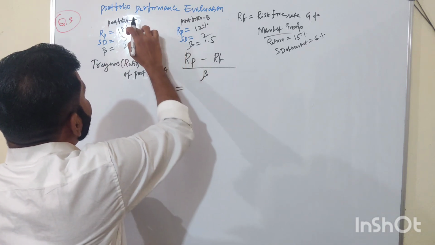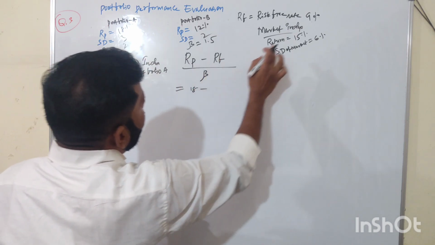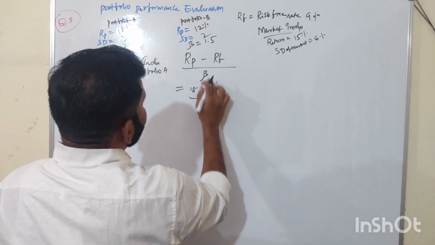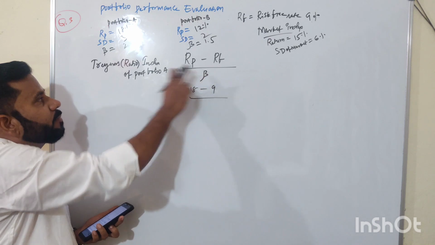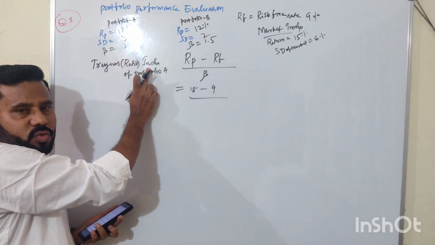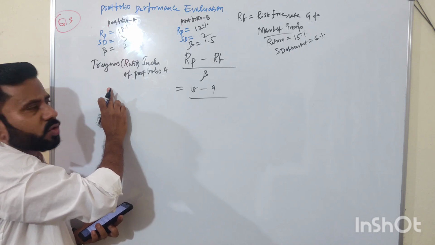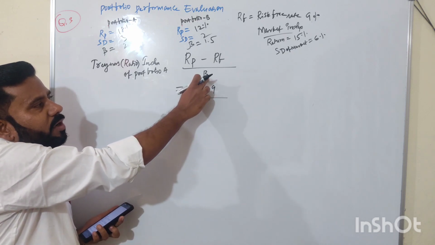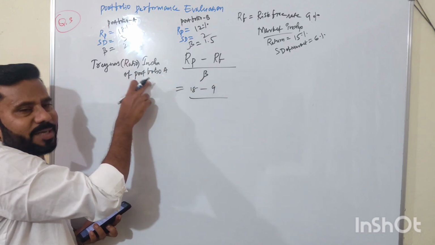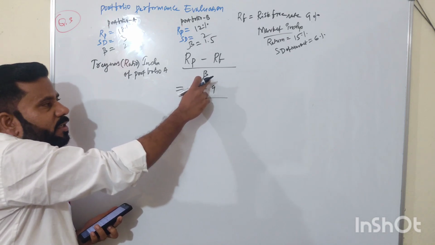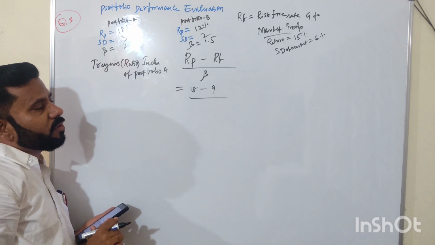So the portfolio return of portfolio A is 18%. It is given in the problem, and RF is 9% here. Then what is the beta? Why have we used beta here? Because we are finding Treynor's ratio, not the Sharpe ratio. When we find the Sharpe ratio, definitely in that formula we use the standard deviation instead of beta. But right now we are solving Treynor's ratio, so we have to use beta here. So this is the difference between both ratios. All of you keep that in your mind.